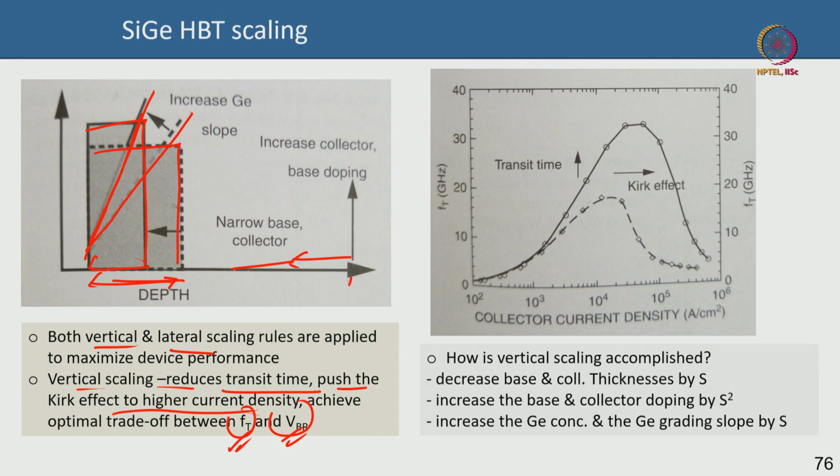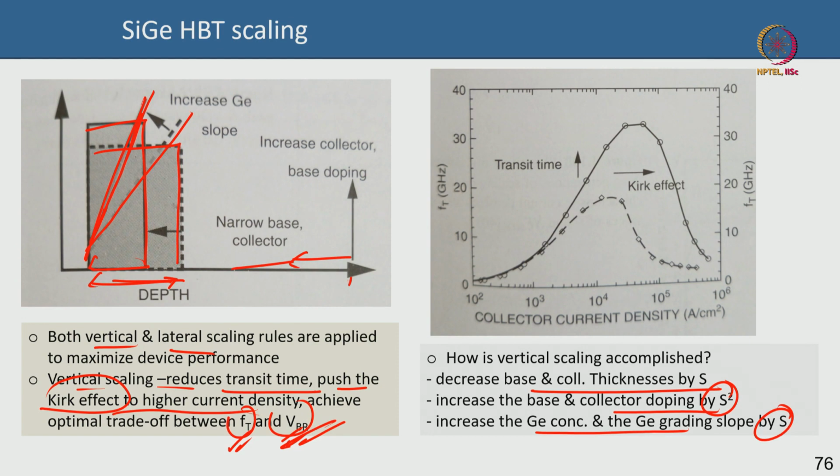When you scale vertically, you have to increase the doping, and that increase in doping helps the Kirk effect to be pushed to a higher value, but it also adversely impacts the breakdown voltage. Okay. So the way people scale vertically is that you scale the thickness by a factor of, say, S, then you increase the doping by a factor of S squared, and the germanium grading slope has to be increased by a factor of S. Then you maintain a similar field profile in a way.